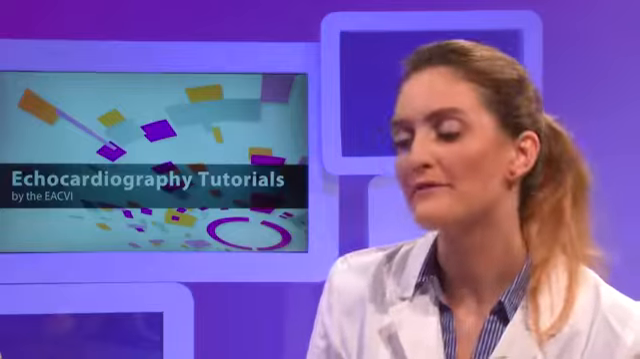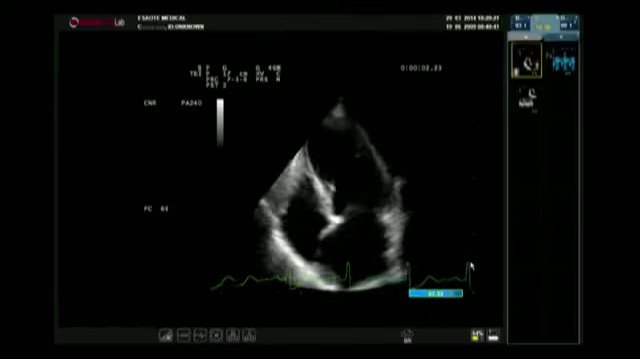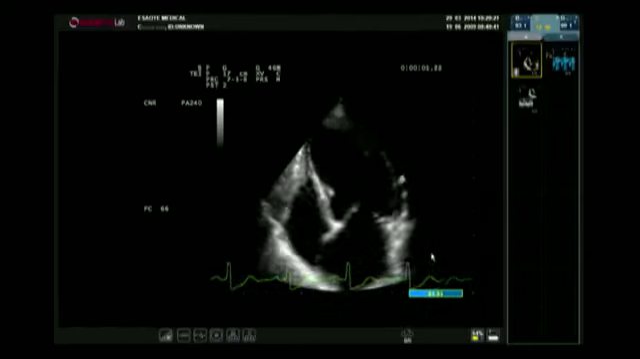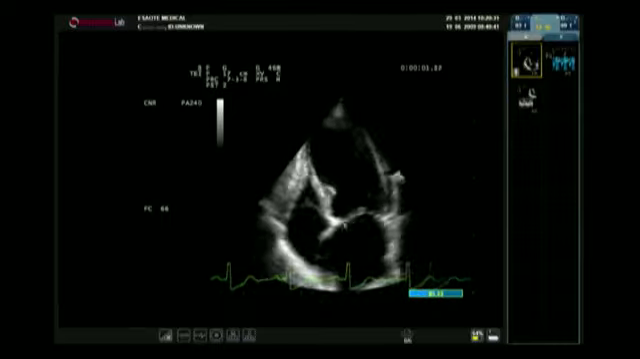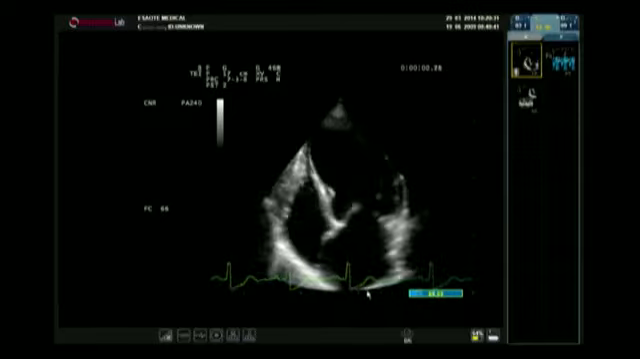You always have to check also the left atrium. That is a very important parameter. First of all, you get an eyeballing impression whether the left atrium is dilated, and this can be better defined by assessing left atrial volume.